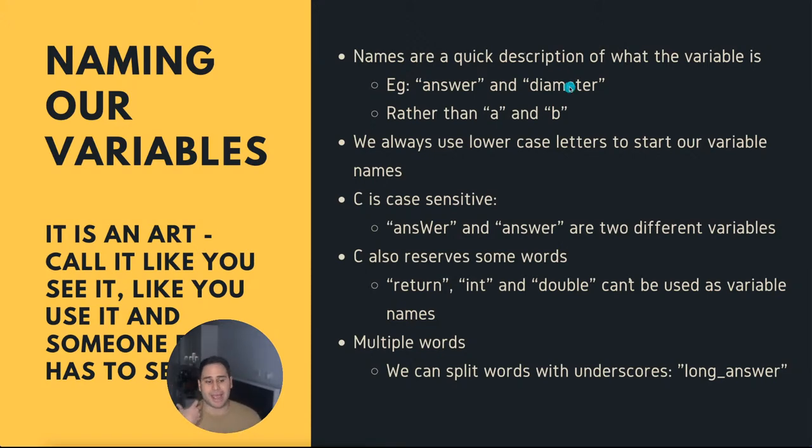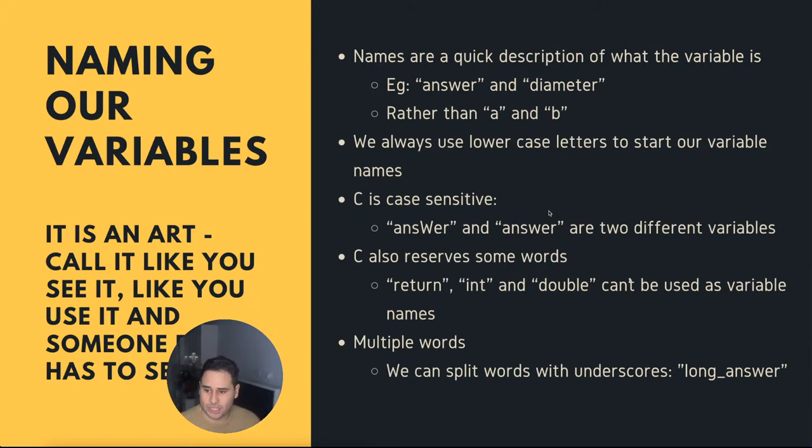So if I'm storing my age, what should I call that variable? Should I call it x? Should I call it y? Should I call it apple? That's quite confusing. I should call it age, right? So what we name our variables is really, really important. In C, in this course, we always use lowercase letters to start our variable names. And our variables are case sensitive. So you can see answer with a capital A and answer are two very different names. They would be two separate pieces of memory or two different identifiers.